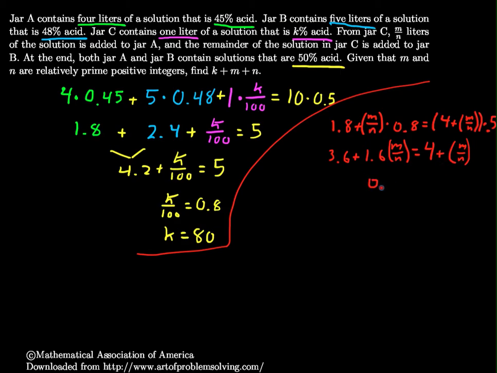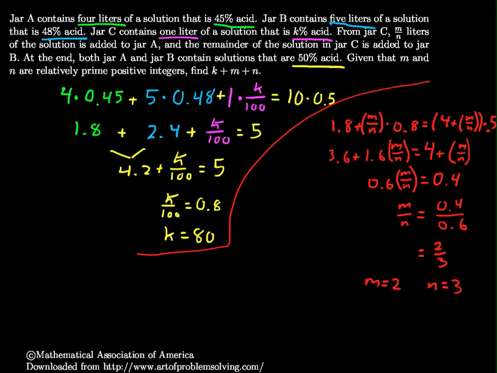I'll get 0.6 m over n on this side. And I will subtract 3.6, so 4 minus 3.6 gives me 0.4, and then divide both sides by 0.6, so m over n equals 0.4 divided by 0.6, and that's same as 4/6 is the same as 2/3. And all of this wording at the end, given that m and n are relatively prime positive integers, means positive and a reduced fraction. So m equals 2, n equals 3, k is 80.